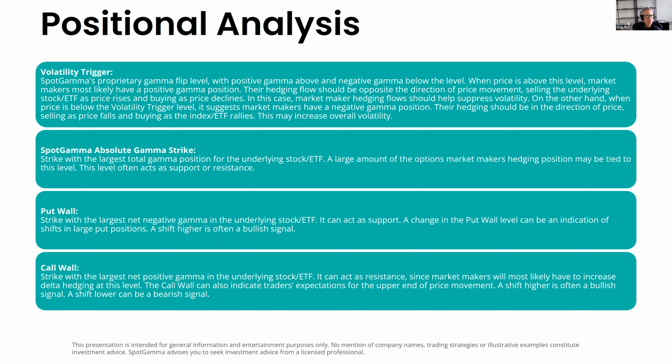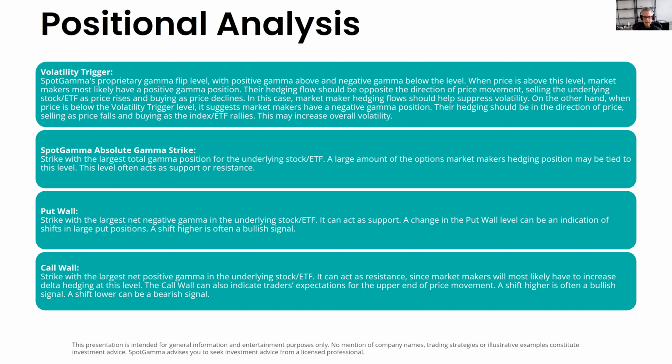And then when price is above that level, market makers will need to hedge opposite the direction of price. So as price increases, remember they're long calls, so they have to sell the underlying or sell futures. Potentially in the case of QQQ, they might be selling QQQ or NQ futures to hedge their delta exposure.